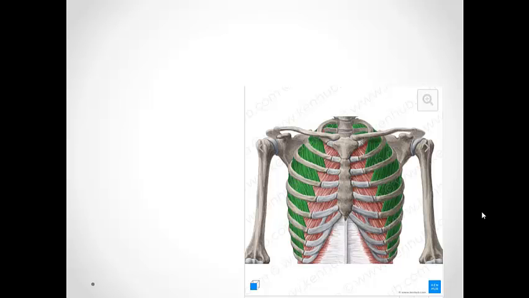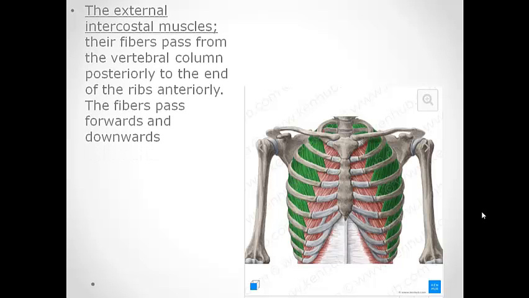The first layer of muscle that I'm going to find is referred to as the external intercostal muscle. This is the first muscle that I'd find as soon as I removed all of the outer layers of the thorax. The fibers of the external intercostal muscle pass from the vertebral column posteriorly to the end of the ribs anteriorly. Basically, that means the muscle starts at the back, and its fibers pass forward around the curve of the thoracic cage, and then end at the anterior end of the rib just before the costal cartilage.